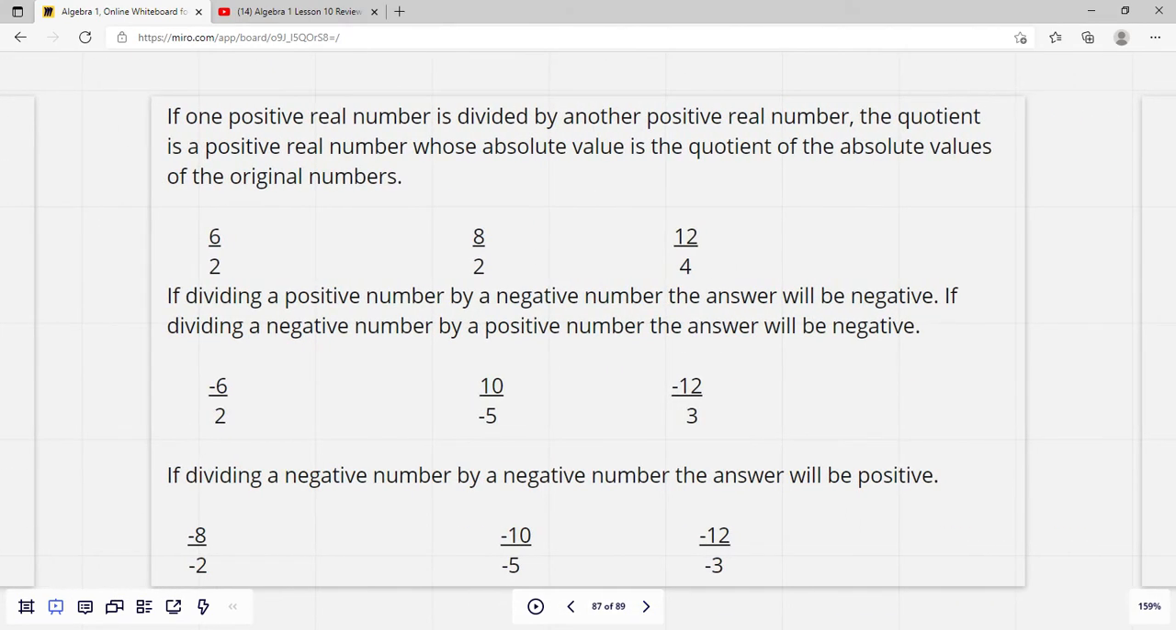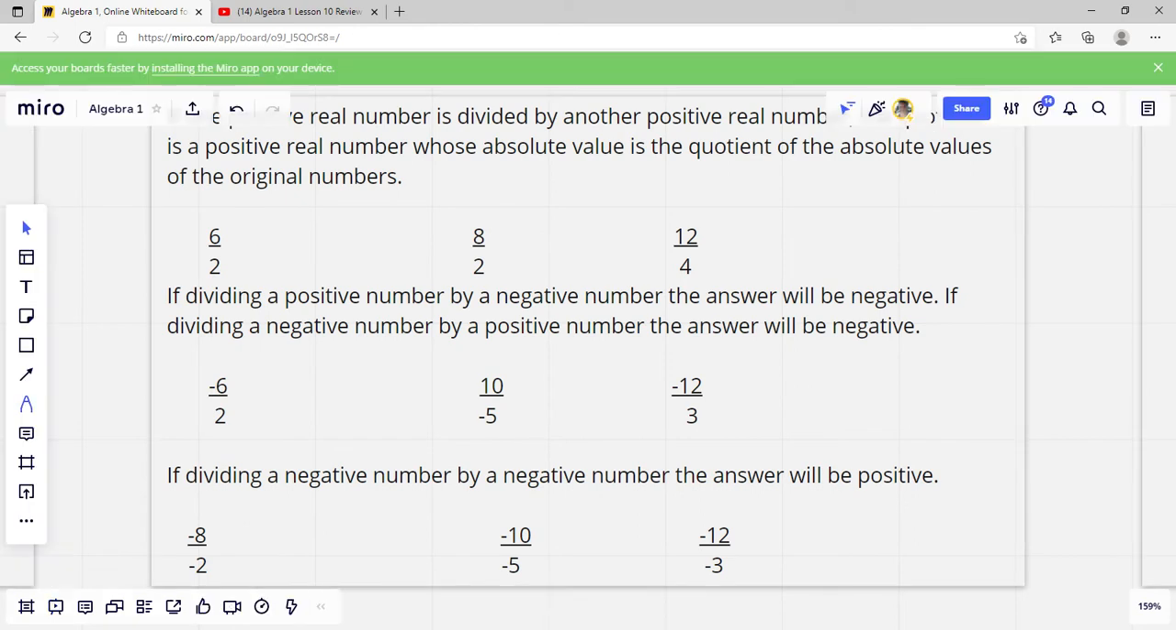All right, so same rules apply when we're dividing signed numbers. So if both of them are positive, then the answer is going to be positive. 6 divided by 2 is 3, and that'll be positive 3. 8 divided by 2 is 4, and that'll be positive. 12 divided by 4 is 3.